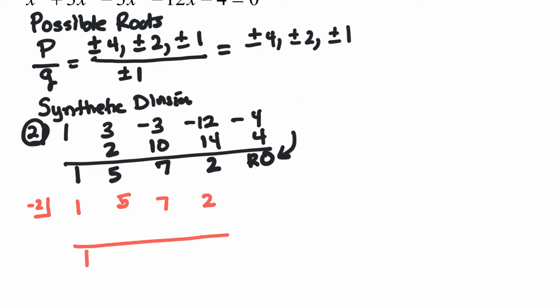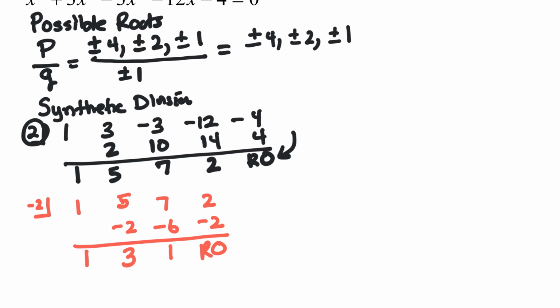Bring down the 1. Negative 2 times 1 is negative 2. 5 plus negative 2 gives you 3. Negative 2 times 3 is negative 6. 7 plus negative 6 is 1. Negative 2 times 1 is negative 2. 2 minus 2 is 0. That tells you that x equals negative 2 is also a root.